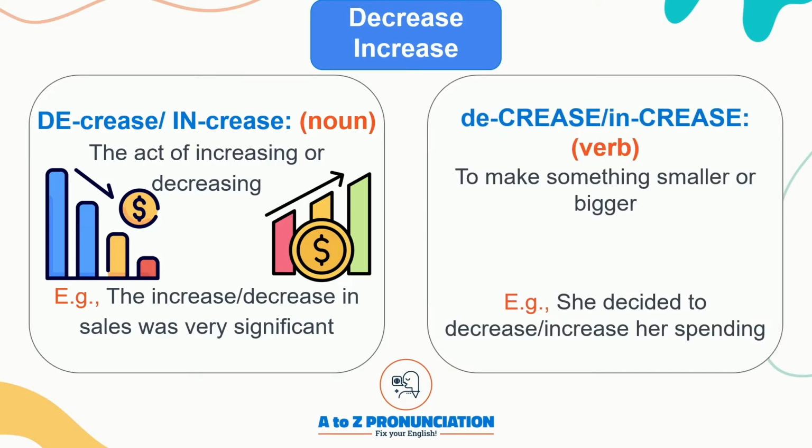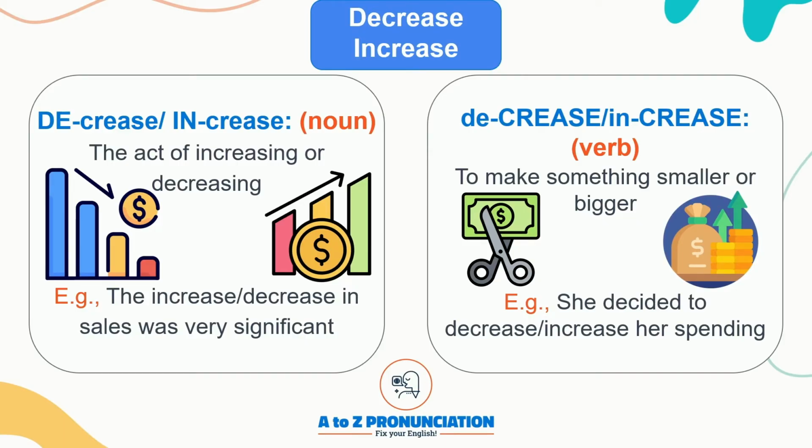On the other hand, if we shift the stress to the second syllable of the words, decrease and increase, we would have the verbs of these words, meaning to make something smaller or bigger. For example, she decided to decrease or increase her spending.